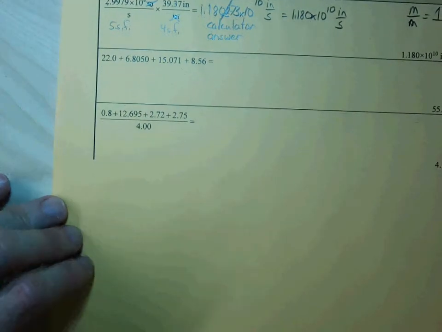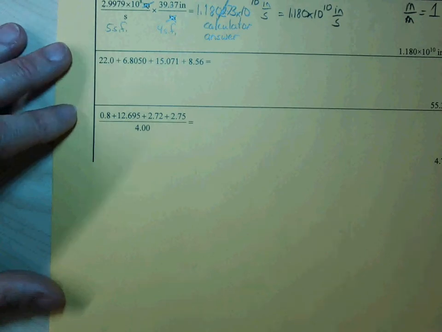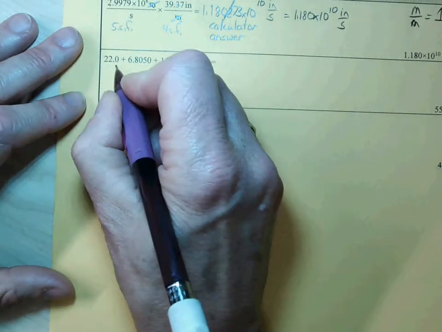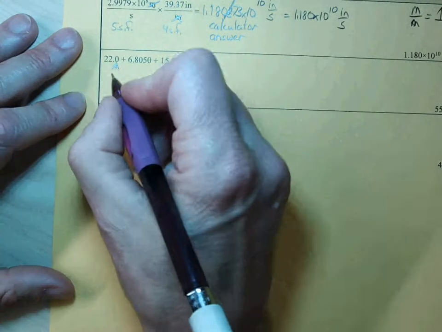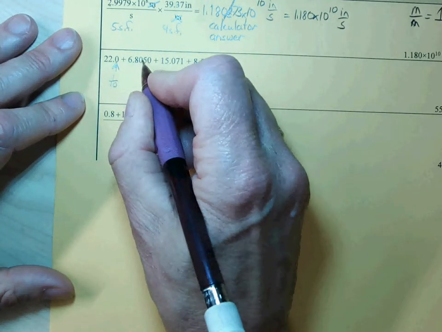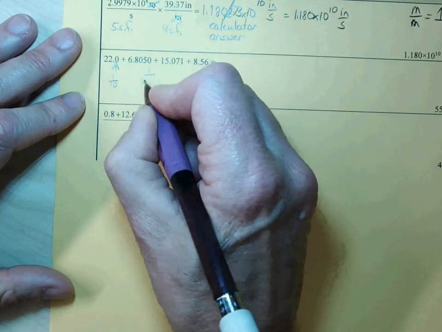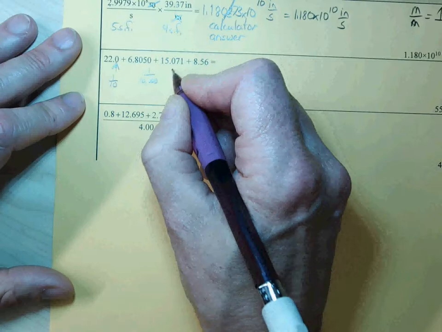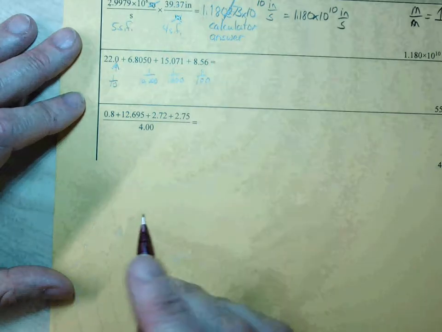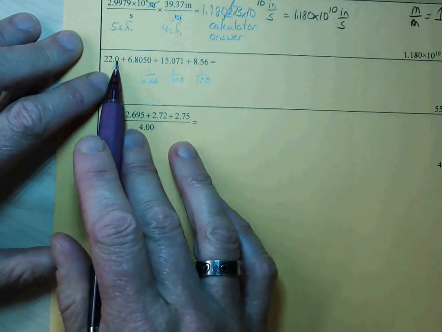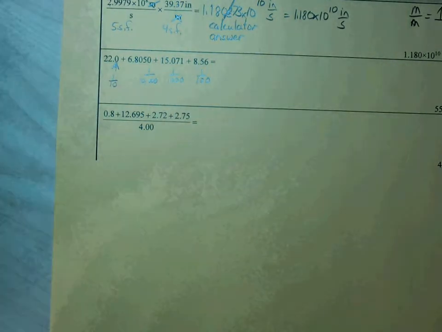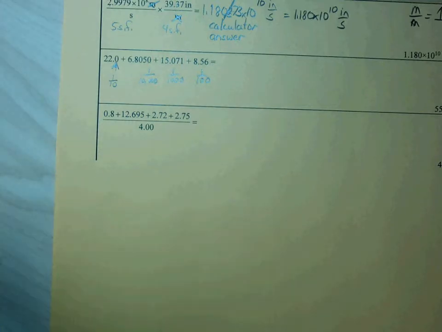The next two problems don't have associated units, but we'll just assume that they are measured numbers. If we look at these numbers, our last uncertain decimal place is the tenths: tenths, hundredths, thousandths, 1 over 10,000. This goes out to the thousandths place, and this goes out to the hundredths place. So our first uncertain decimal place here is going to be in the tenths. So if we take all these numbers and add them together, we get our calculator answer.